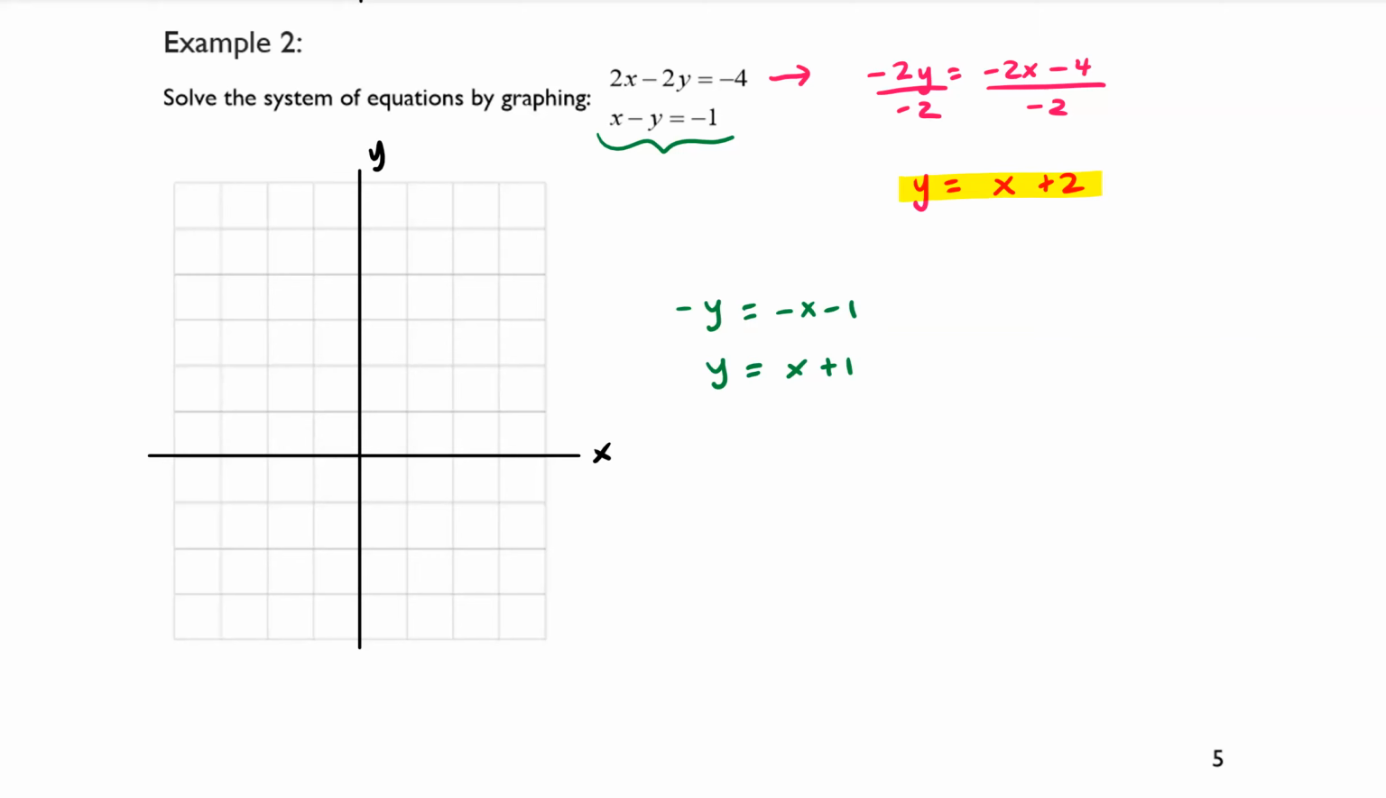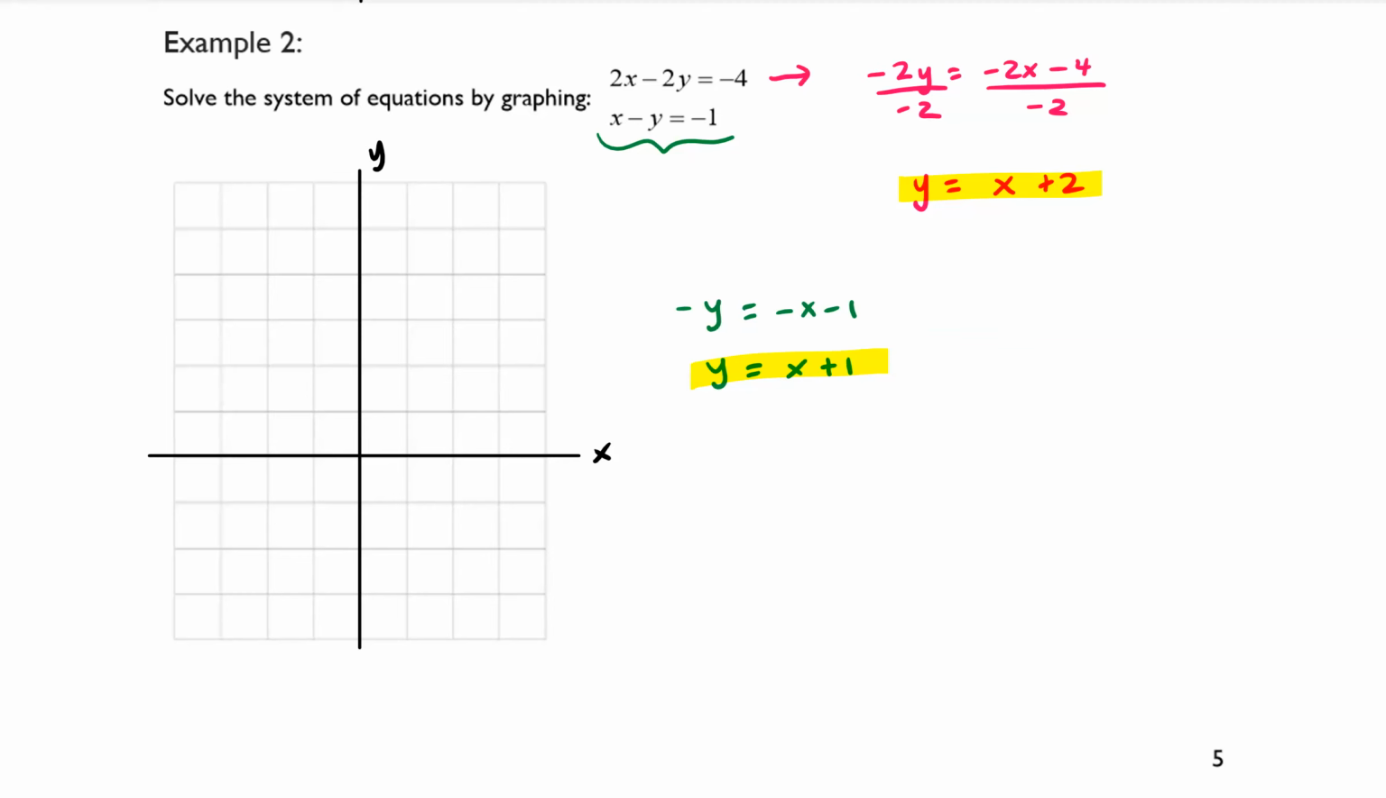What do you notice about these two equations? Take a moment, pause the video. If you said that they have the same slope, you would be correct. Now remember from an earlier video, what does it mean when two lines have the same slope? It means that they are going to be parallel and that they are not going to intersect.